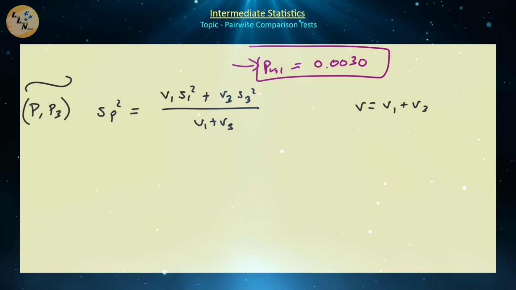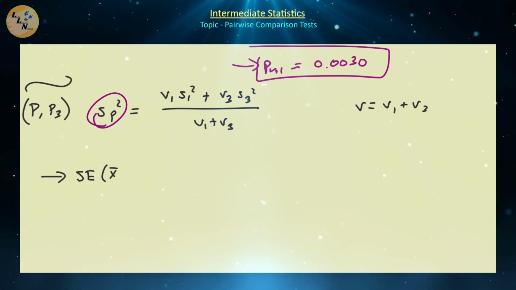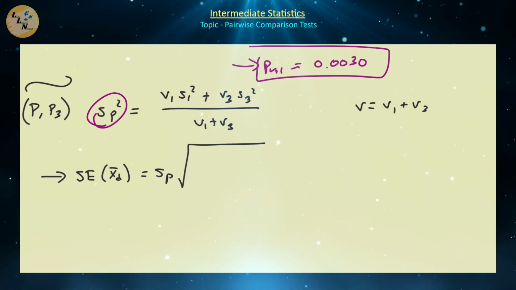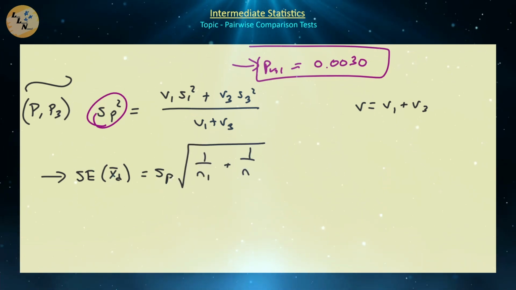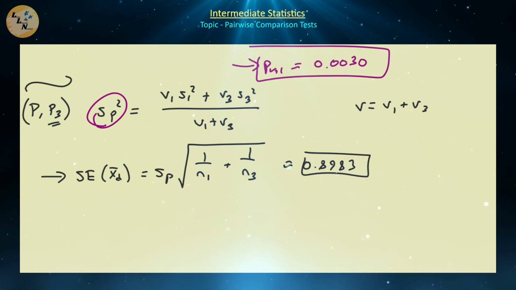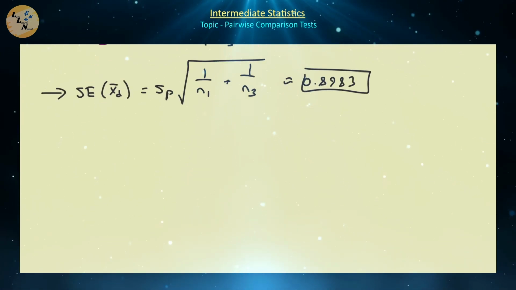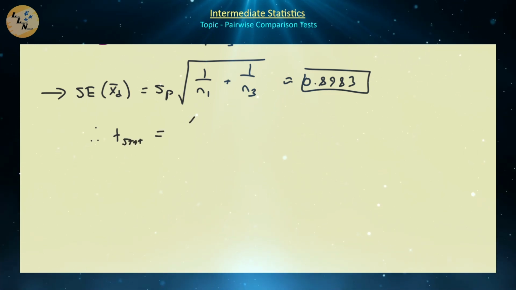So once we have our pooled variance, we can find the pooled standard deviation by taking the square root of it. And then from it, we can find our standard deviation for x bar d between 1 and 3, which is going to be equal to the pooled standard deviation times the square root of 1 over n1 plus 1 over n3, since we're working with 3, not 2. And that's going to come out to approximately 0.8983. Once you have our standard error, and you have our degrees of freedom, remember, which is v1 plus v3, then we can calculate our test statistic. So again, our test statistic, t-stat, is going to be the same exact structure as before.